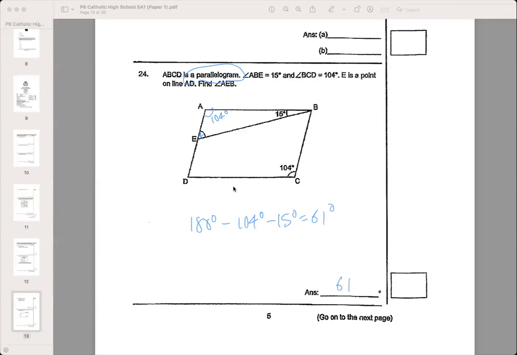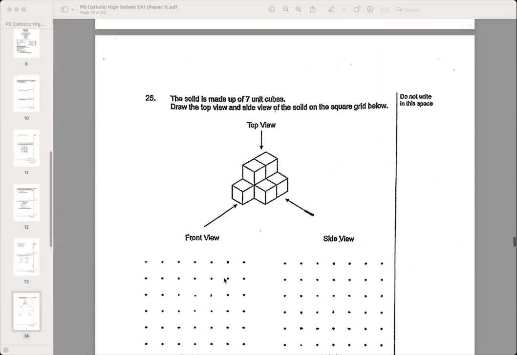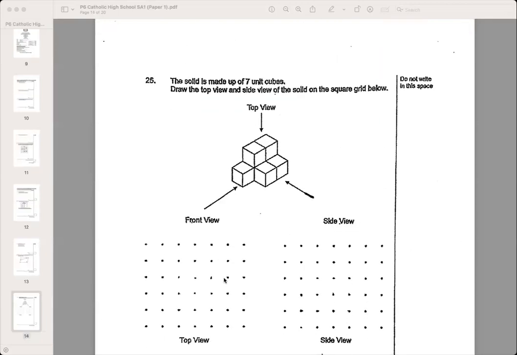Let's continue with question number 25. Okay, so you are looking from the top. The top we will have 1, 2, 3. Let's draw these 3 first. Right next to it is this 2. So I draw this. So this is the answer for the top view.